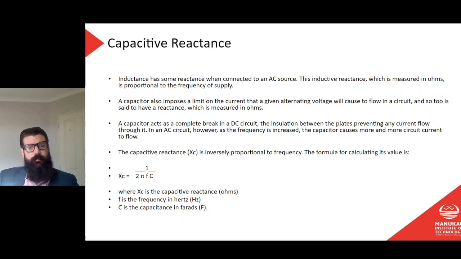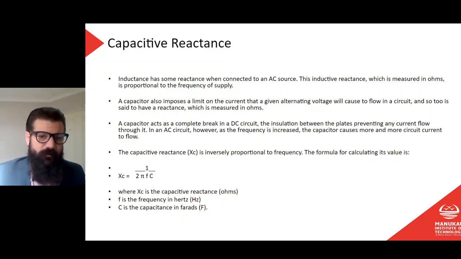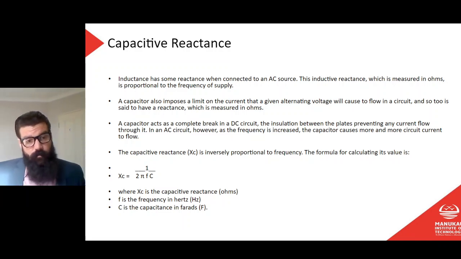Inductance has some reactance when connected to an AC source. This inductive reactance is measured in ohms and is proportional to the frequency of supply. A capacitor also imposes a limit on the current that a given voltage will cause to flow in a circuit, and so too is said to have reactance, and it is measured in ohms.